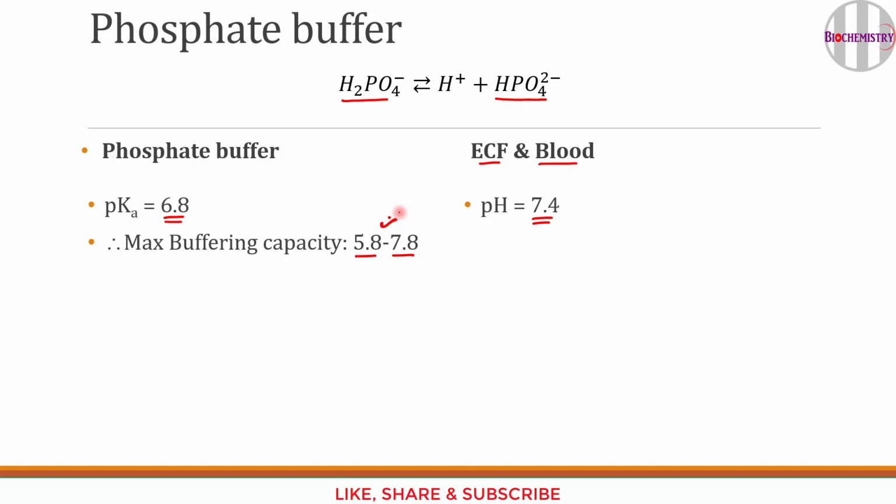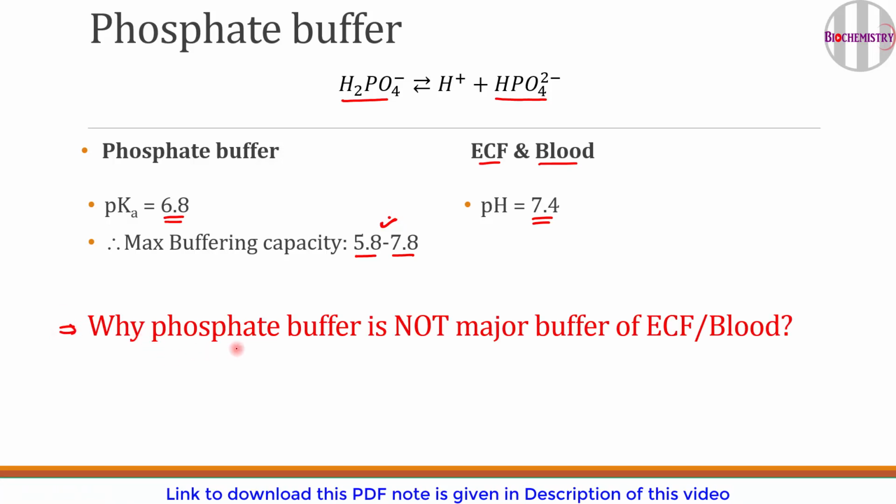But we had also seen that phosphate buffer, in reality, is the least important buffer system for the blood and ECF, right? So the question arises: why is phosphate buffer not the major buffer of ECF and blood, whereas theoretically it seems that this should be the major buffer system, right? There is a reason for this: the concentration of this phosphate buffer is very low in blood, and that's why it is not effective, right?